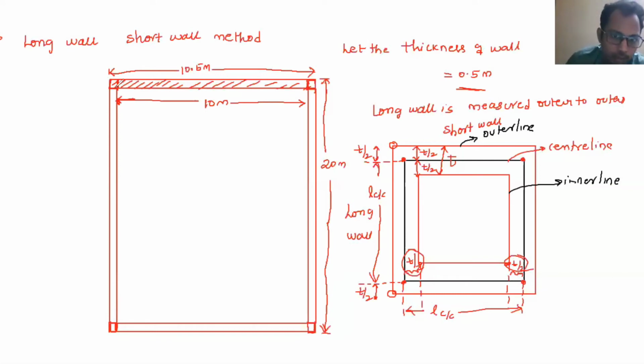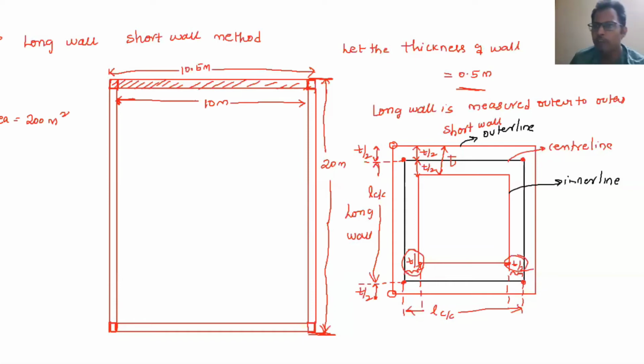Okay. Similarly, for the length of the longer wall, I need to take it from outer to outer. This is outer, and again this is outer. So outer to outer, it is 20 meter. So what is the area here? Area is equal to 200 meter square. So this is the area. Isn't it?